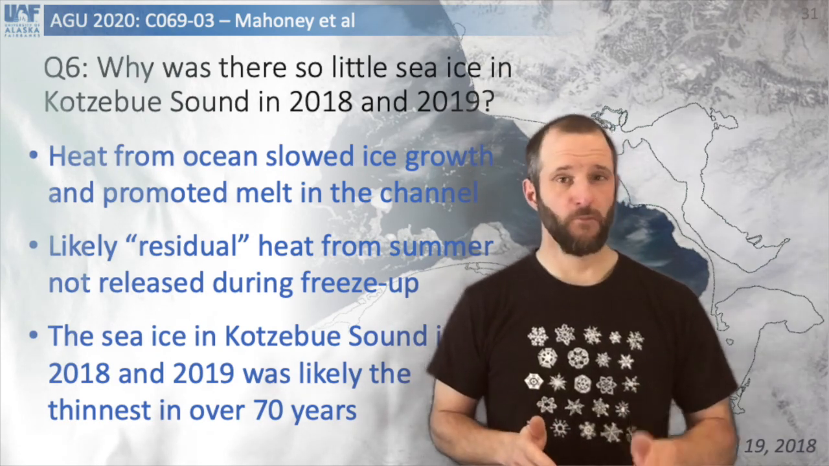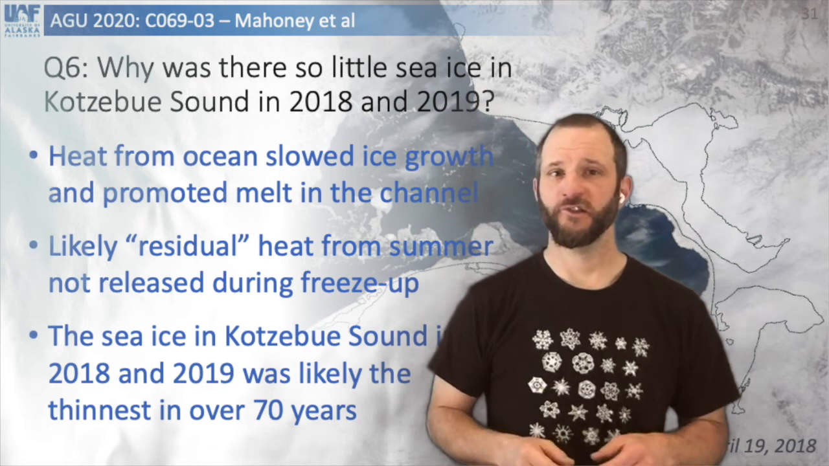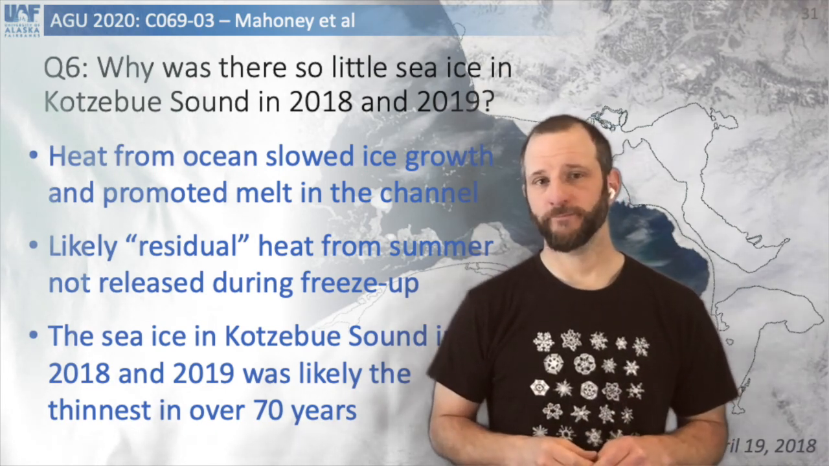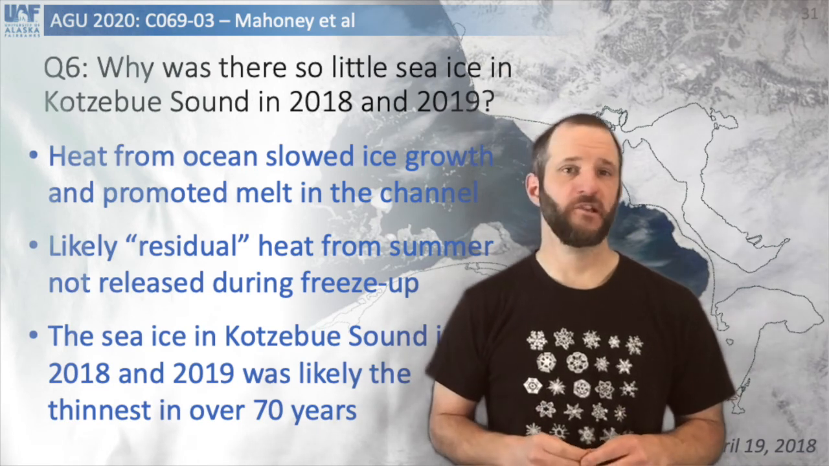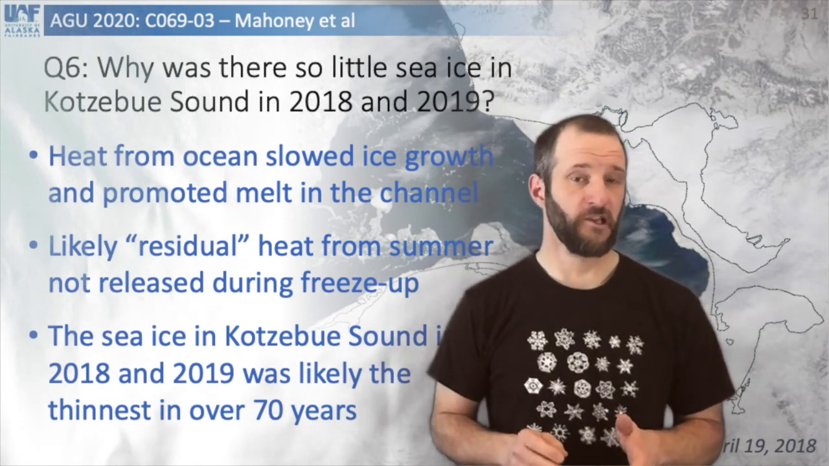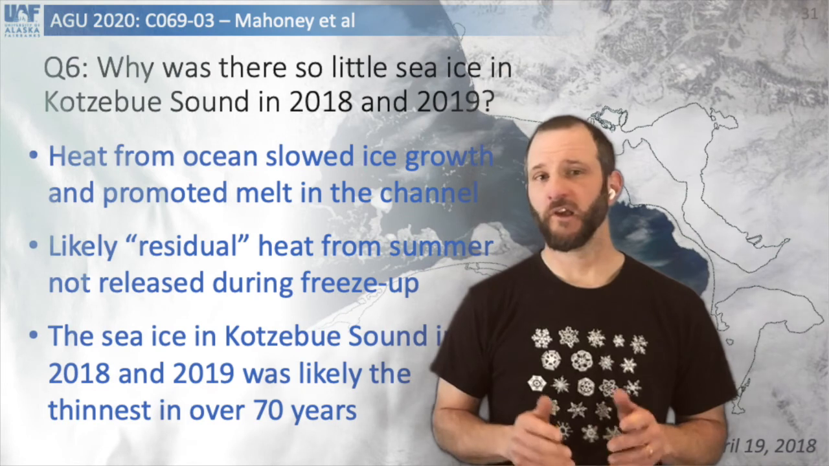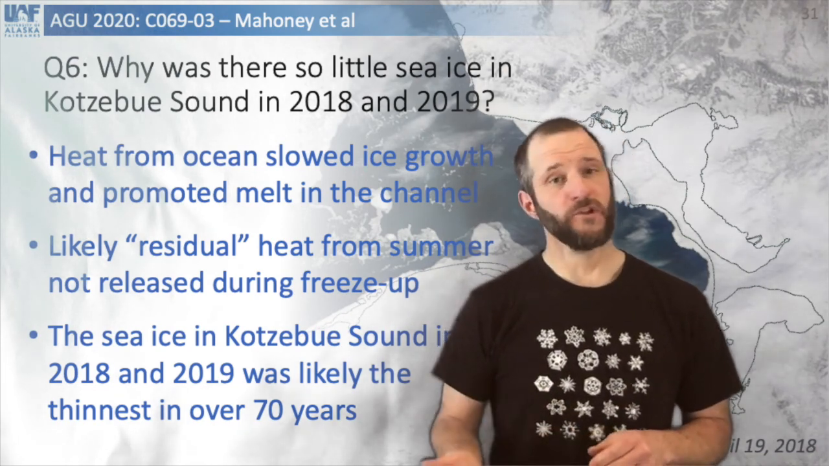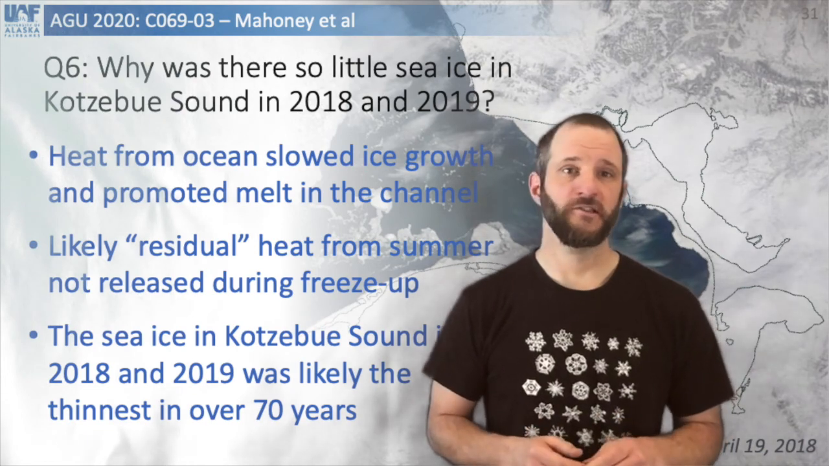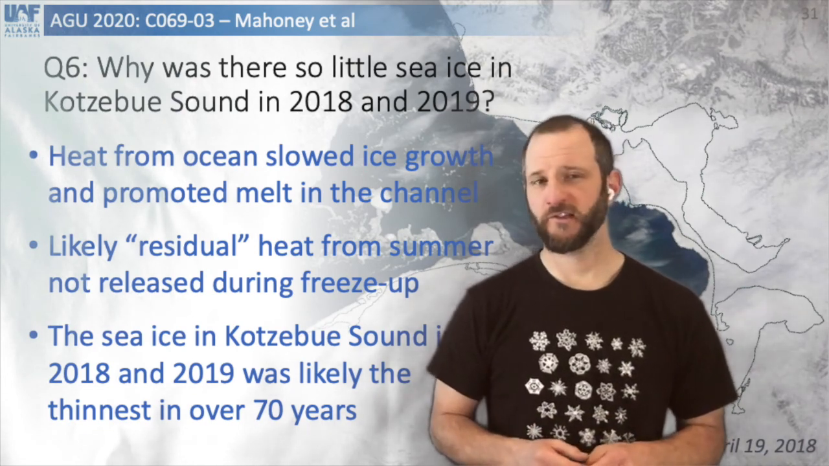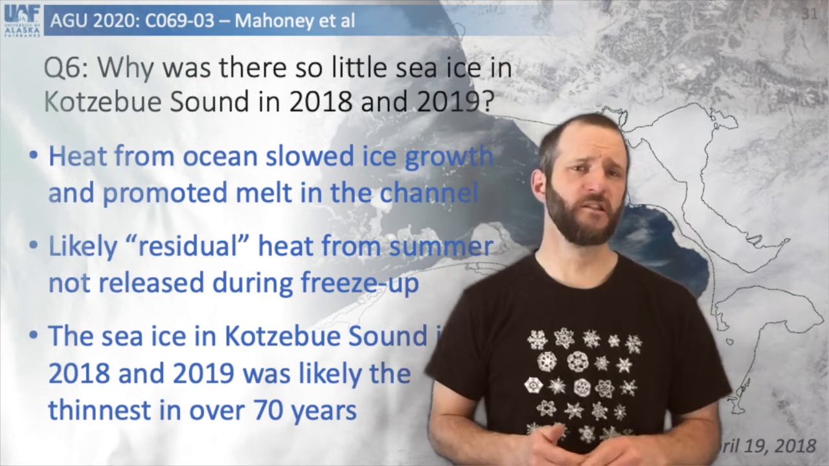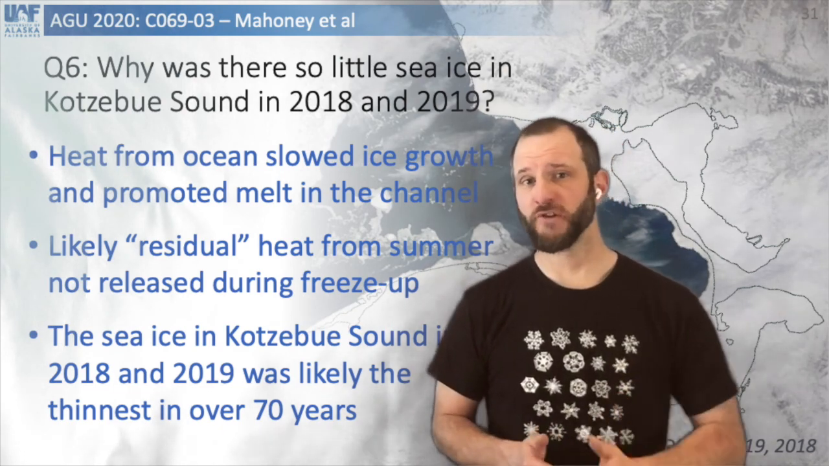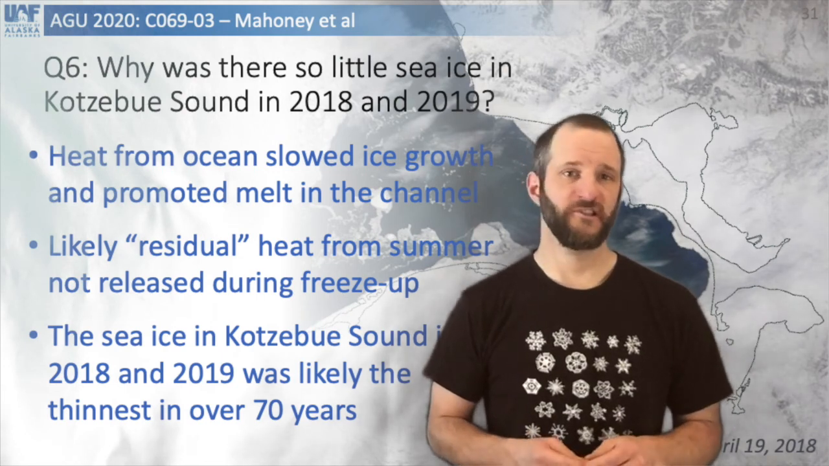Our measurements and model results suggest that the ice in these 2 years was unusually thin due to heat from warm water below. And oceanographic data from our sea ice observing station suggests that this heat came from outside Kotzebue Sound and therefore likely contributed to the absence of sea ice within the sound, which was in turn related to a more widespread lack of ice in the Bering and southern Chukchi Seas. It's likely that this was residual heat left over from summer warming of the ocean, which was not lost to the atmosphere over the course of freeze-up.